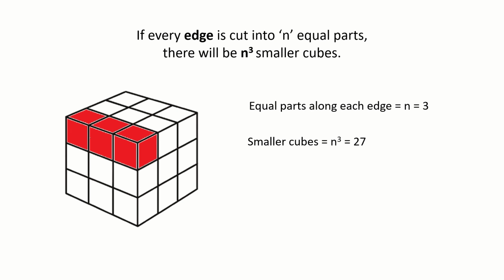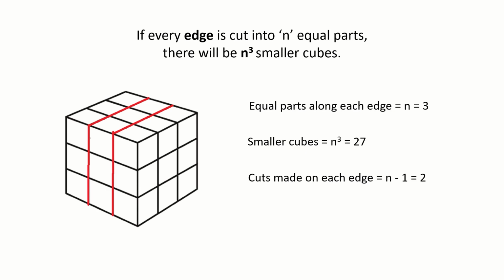Also, there is one point where everyone makes mistakes, that is the number of cuts. This is not the same as the equal parts along each edge. Now the equal parts, that is n, is 3, but the cuts made to achieve this is n minus 1, that is 2.